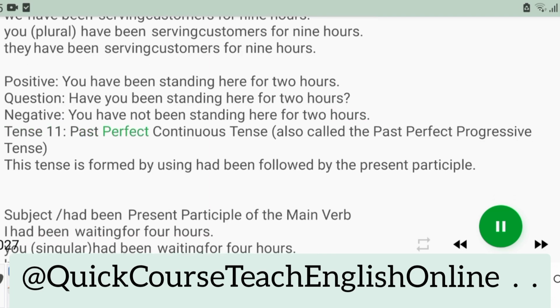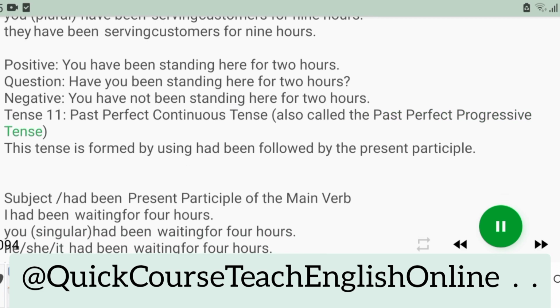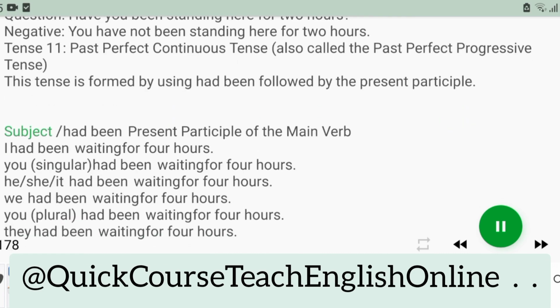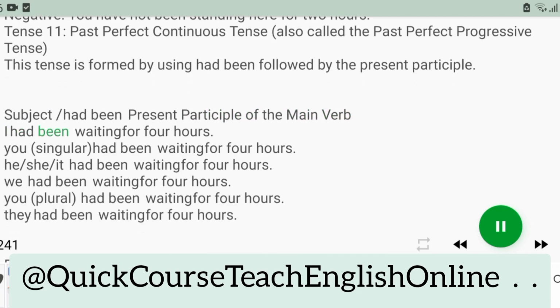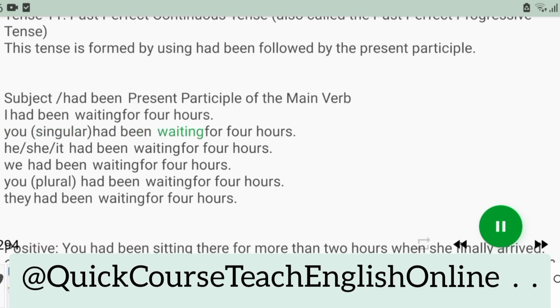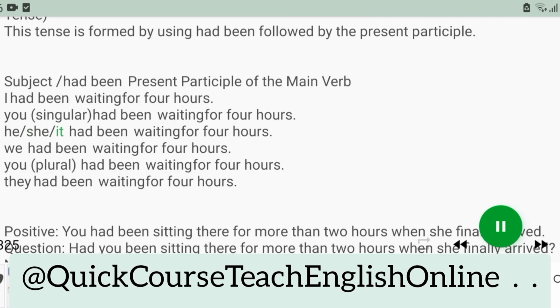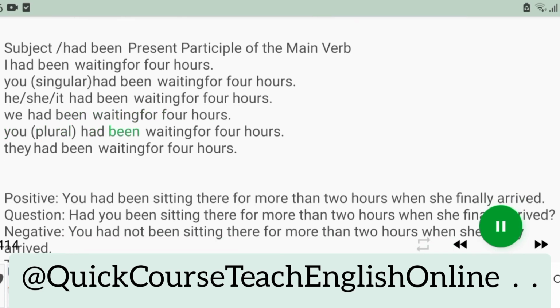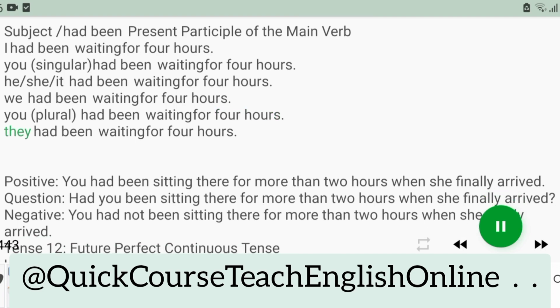Tense 11. Past perfect continuous tense, also called the past perfect progressive tense. This tense is formed by using had been followed by the present participle. Subject. Had been. Present participle of the main verb. I had been waiting for 4 hours. You, singular, had been waiting for 4 hours. He, she, it had been waiting for 4 hours. We had been waiting for 4 hours. You, plural, had been waiting for 4 hours. They had been waiting for 4 hours.